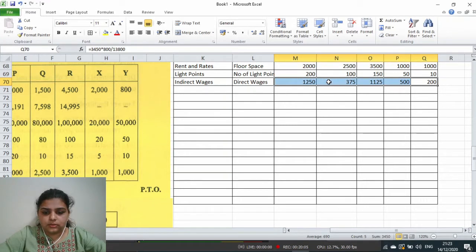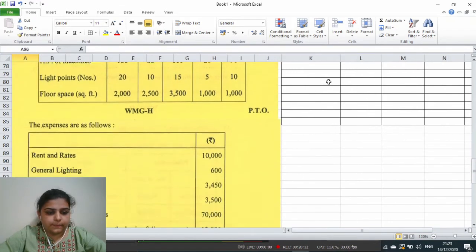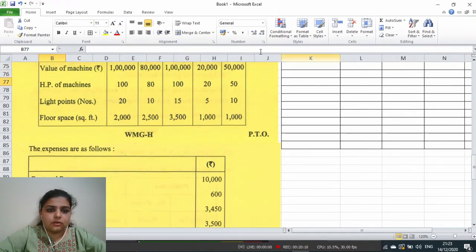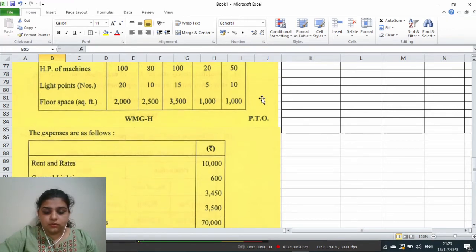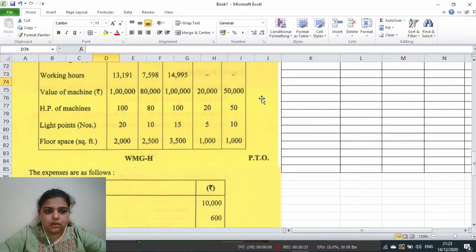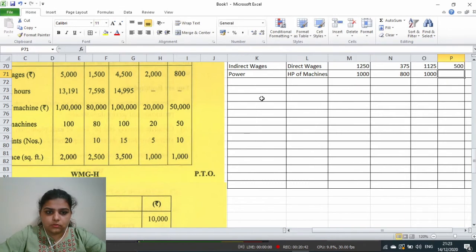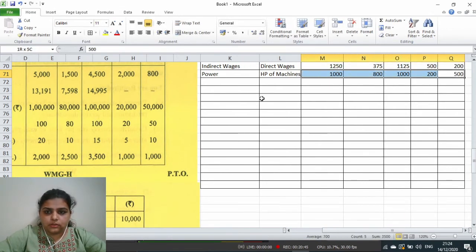If you see, the total is 3450 for indirect wages. This is power 3500 on the basis of your HP, that is 100, 200, 300, 350. Here 3500, so again it is 10 rupees per HP hour. So power, HP of machines, that is 1800, 1200 and 500. If you see the total, it is coming to 3500. Let's go ahead.